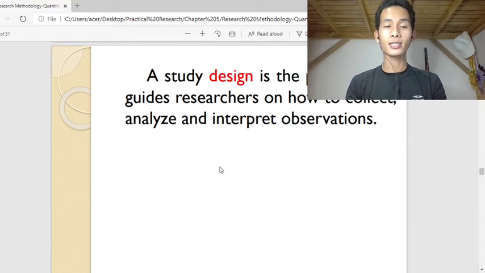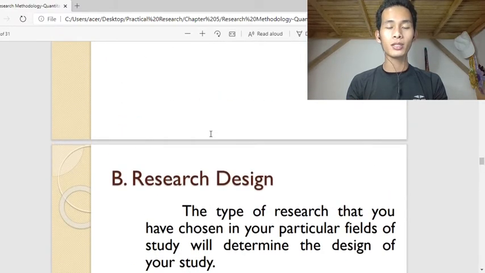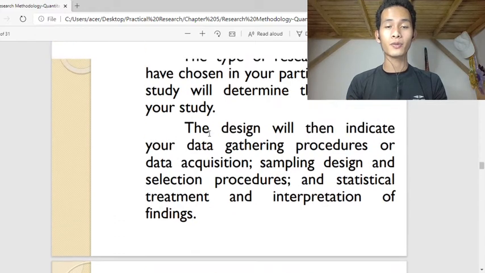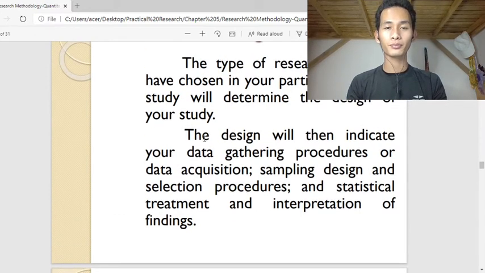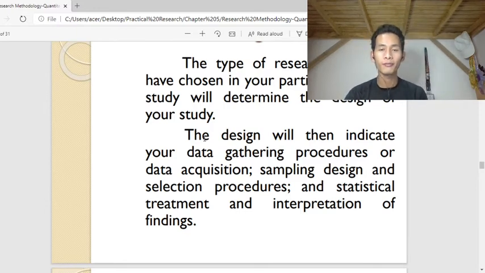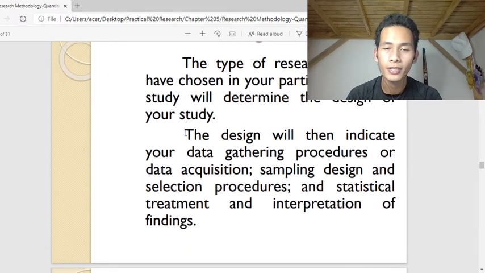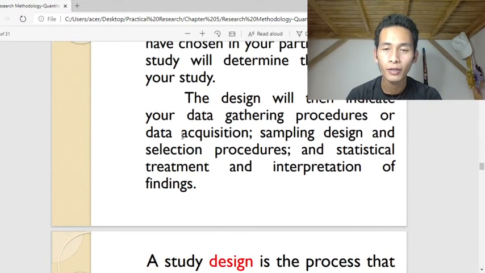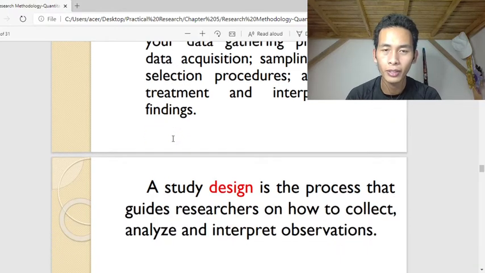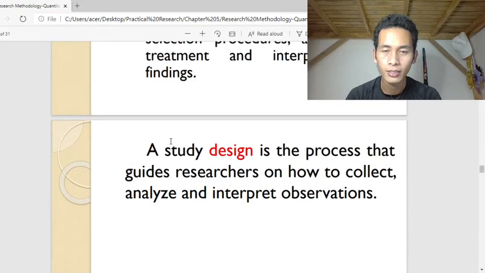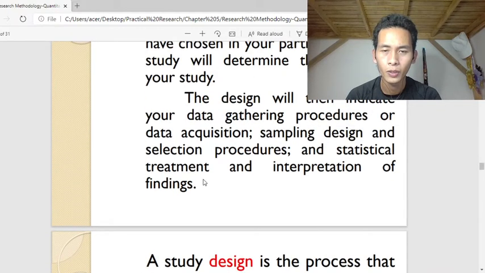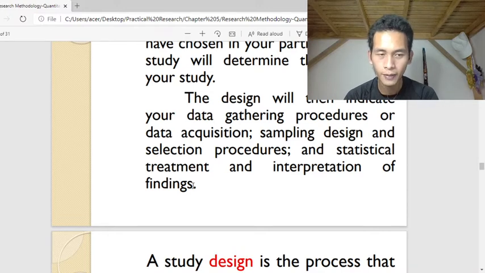A study design is the process that guides researchers on how to collect, analyze, and interpret observations. That is a study design. What is the difference between research design and study design? When you say research design, it emphasizes the different methods, the way of gathering data, the way of access, all methods of conducting the research. And then it will be the basis whether you will be doing a sampling design like this or a sampling design like this. So it depends on your research design, whether it's quantitative or qualitative.